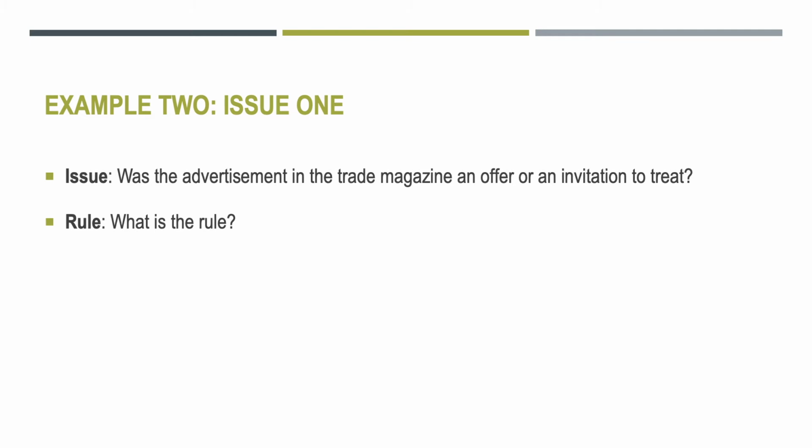So, could you identify the first issue as, was the advertisement in the trade magazine an offer or an invitation to treat? This is similar to the first example that we looked at, obviously. And so once you determine the legal issue, again, it's concise and it doesn't recite the facts of the case. It merely looks at the legal issue in question. Now we move to the next step. What is the rule about advertisements?